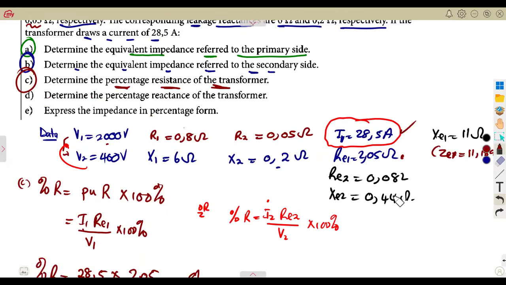So like I said, guys, can you do this one? But first calculate I2. Then from there, you can calculate your percentage resistance. You're going to get the same answers. On B, they want you to determine the percentage reactance of the transformer.